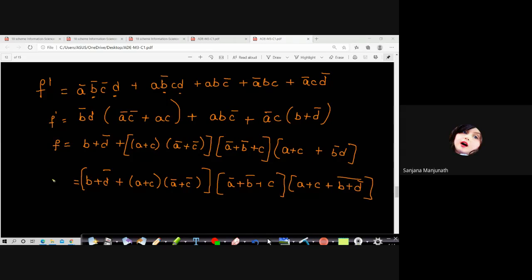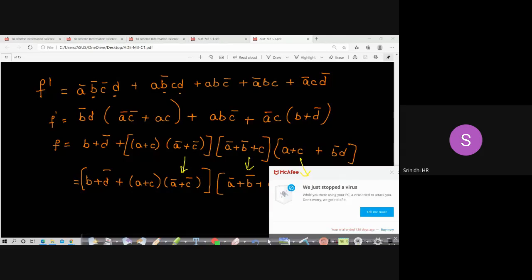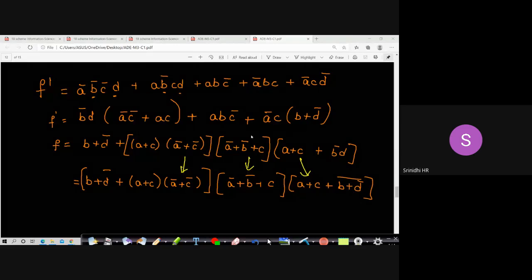Going with the third step, I'll try to reduce this again here. B plus d bar plus a plus c, the same thing remains the same here. Next a bar plus b bar plus c. Next here a plus c plus b bar d can be written as b plus d bar, whole bar. So this is the reduced expression which I can have here.